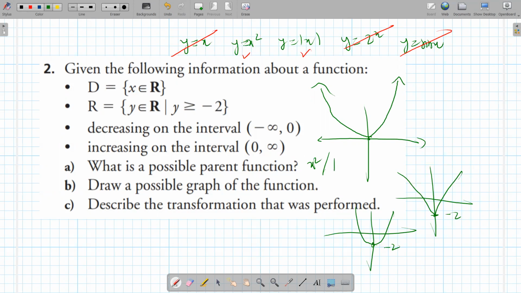It's either a quadratic or it's an absolute value function. Draw a possible graph of the function. Didn't we just draw that? Yeah, we just did it. Describe the transformations. So how did we go from this parent function to this?